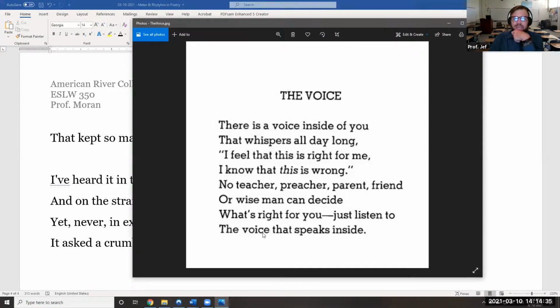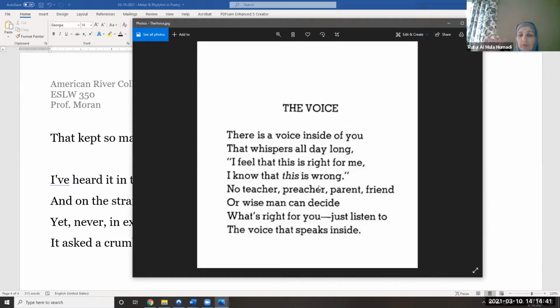Inside and decide, right? And then you have long and wrong. Long and wrong is easy because you have two one-syllable words at the end of the line, right? All day long, this is wrong. So they belong to the rhyme, right? Yes, I think even more so rhyme, because you get long and wrong.